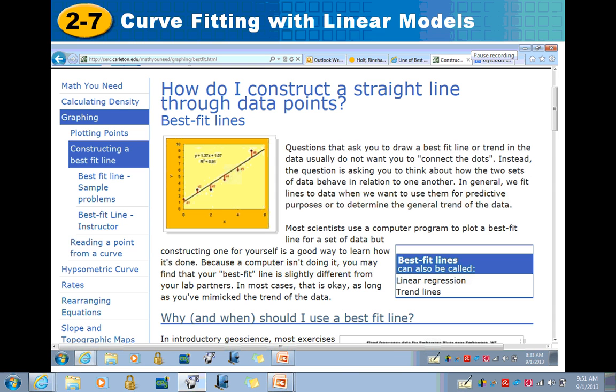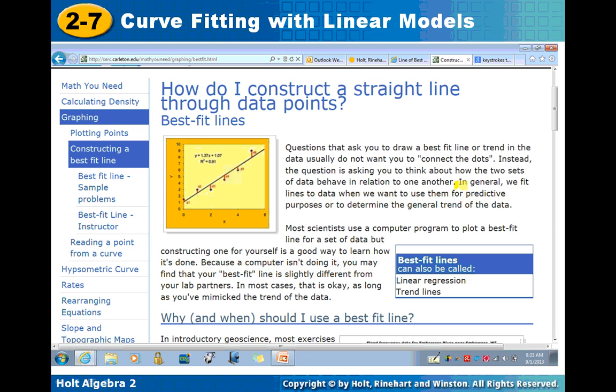Questions that ask you to draw a best fit line or a trend in the data usually don't want you to connect the dots. We've been over that. Instead, the question is asking you to think about how the two sets of data behave in relation to one another. In general, we fit lines to data when we want to use them for predictive purposes or to determine the general trend of the data. We fit lines to data when we want to use it to figure something out.